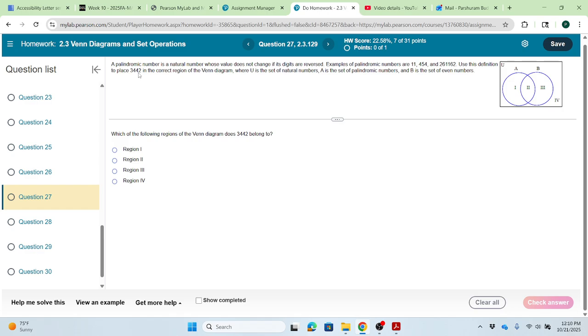So in the correct region, what is A? Using this definition, which region of the Venn diagram does 3442 belong to? I don't know which one is which region, so I need to read it again. A palindromic number is a natural number. Use the definition to place 3, 4, 4, 2.